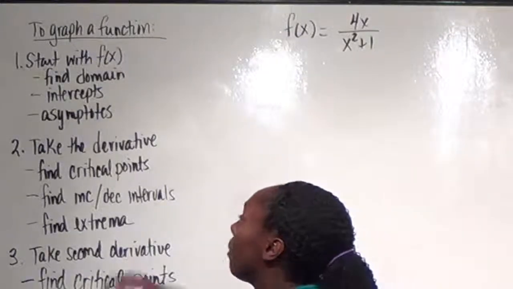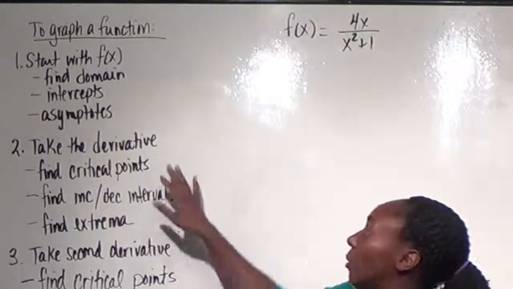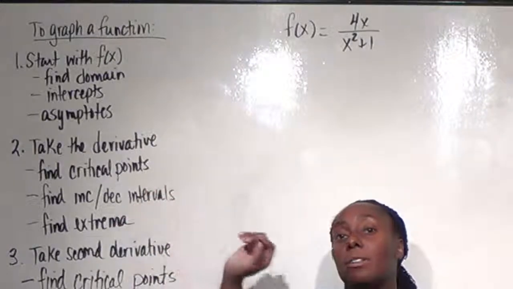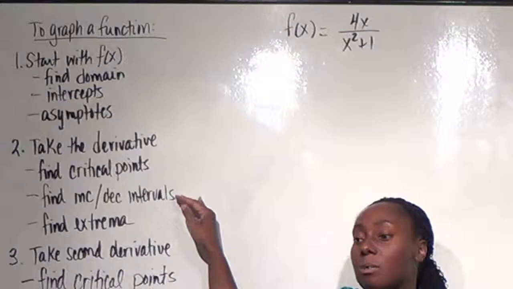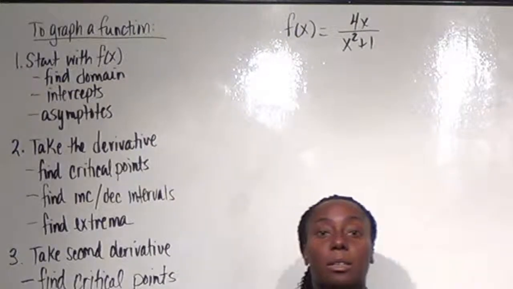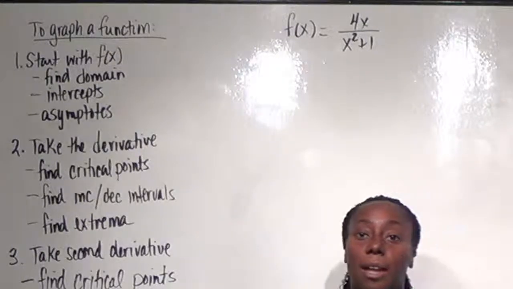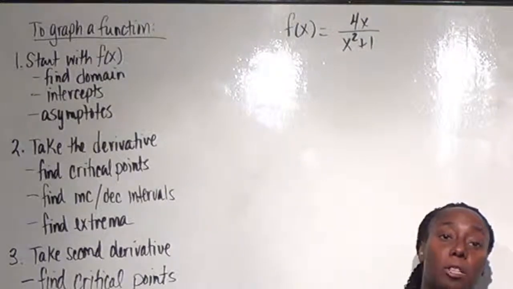Once we have that information, then we're going to look at the derivative. So I'm going to take f prime and I want to find the critical points. Once we have the critical points, then we want to find the intervals where it's increasing and decreasing, and lastly find the extrema. For the extrema, in this case, we do want to find the ordered pairs. So we're not just looking at the x values, we actually want the points, so we get a little bit more information about the graph.